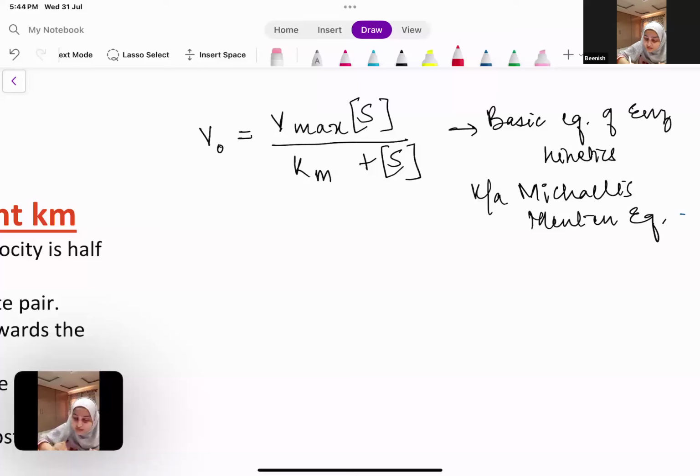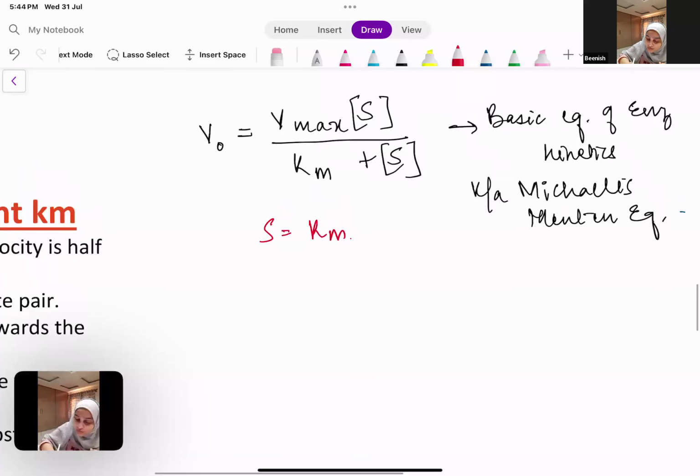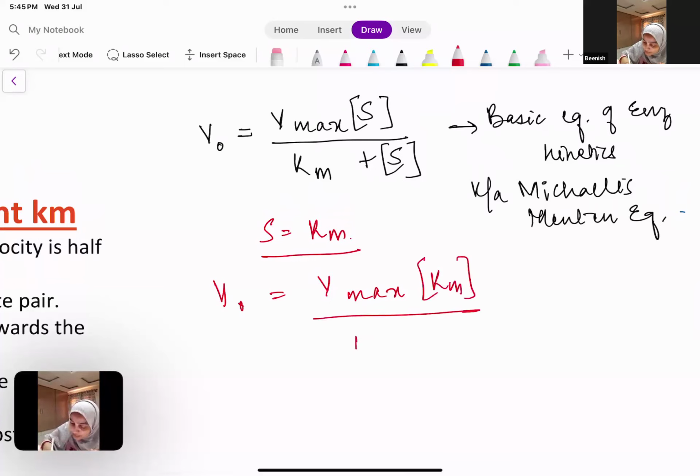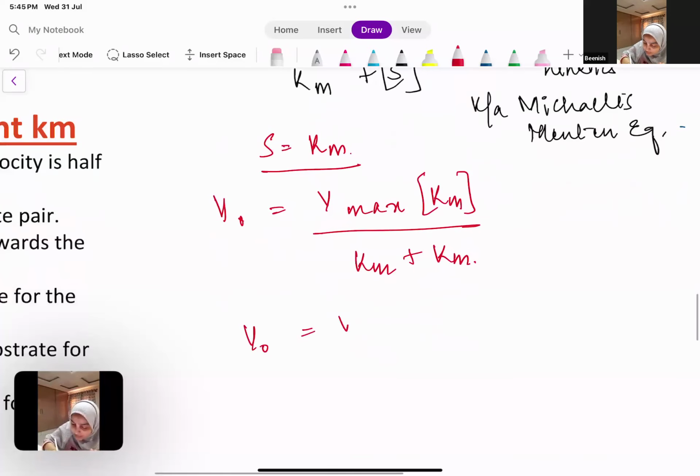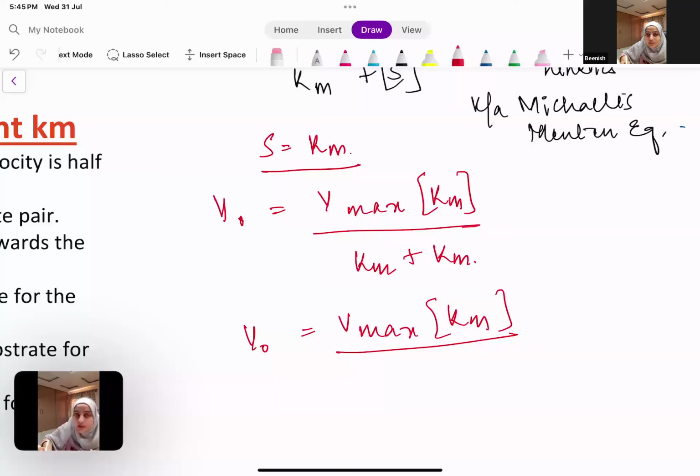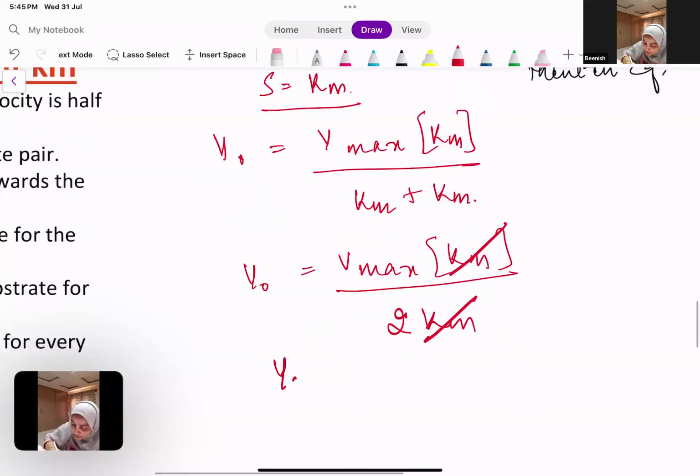Okay. Now, considering a scenario where the substrate concentration is equal to Km. So if your S is equal to Km, here in place of S you can write Km, and Km plus Km. So what will you get? You will get V naught is equal to Vmax times Km upon Km plus Km, which is 2 Km. Now Km will cancel out, so you get V naught is equal to Vmax divided by 2.